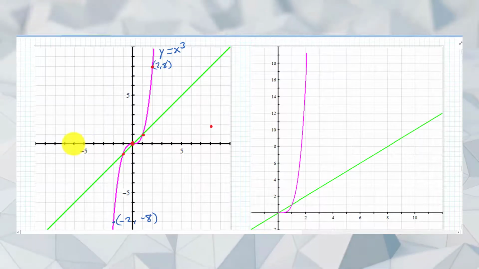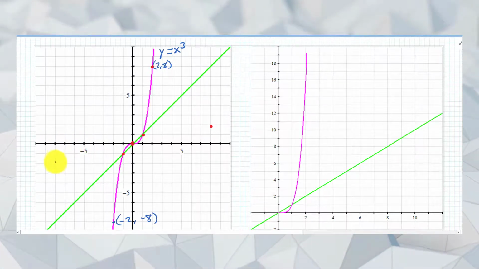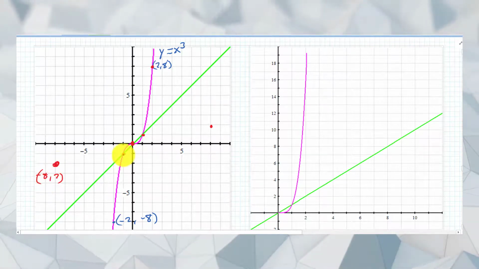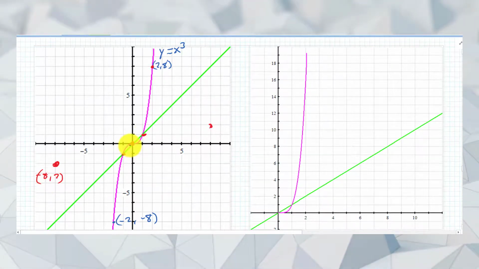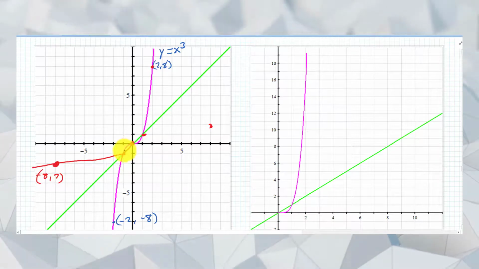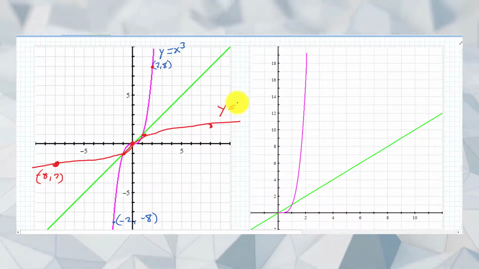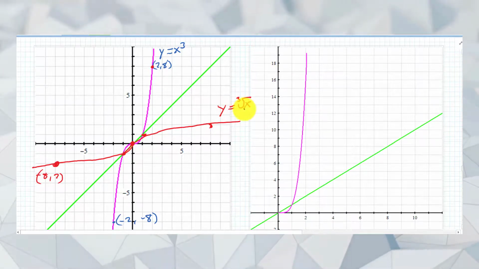So negative 8, 6, 7, 8. Negative 8, negative 2 right here, okay? So that's it. I have this point, this one, this one, this one, and this one. I can graph my cube root function. It's going to look like this. So this is y equals cube root of x right here, okay?